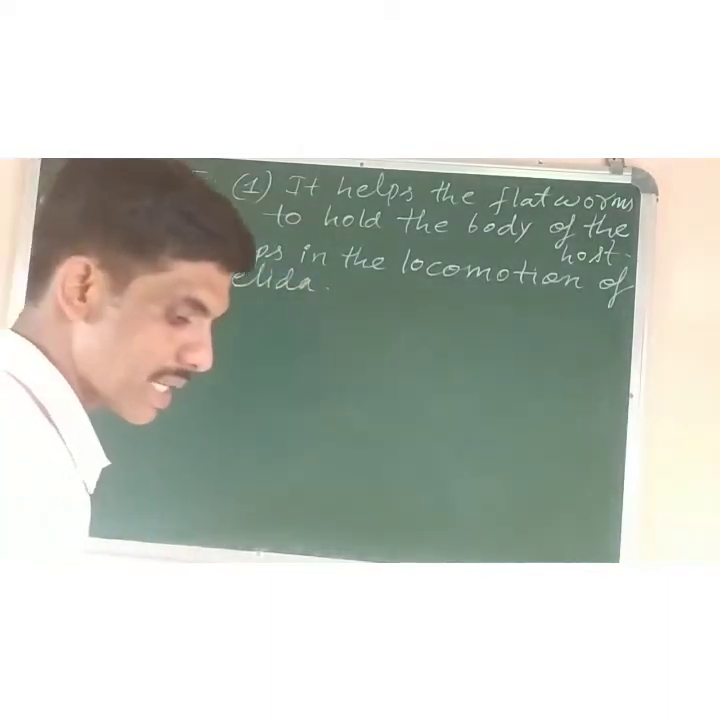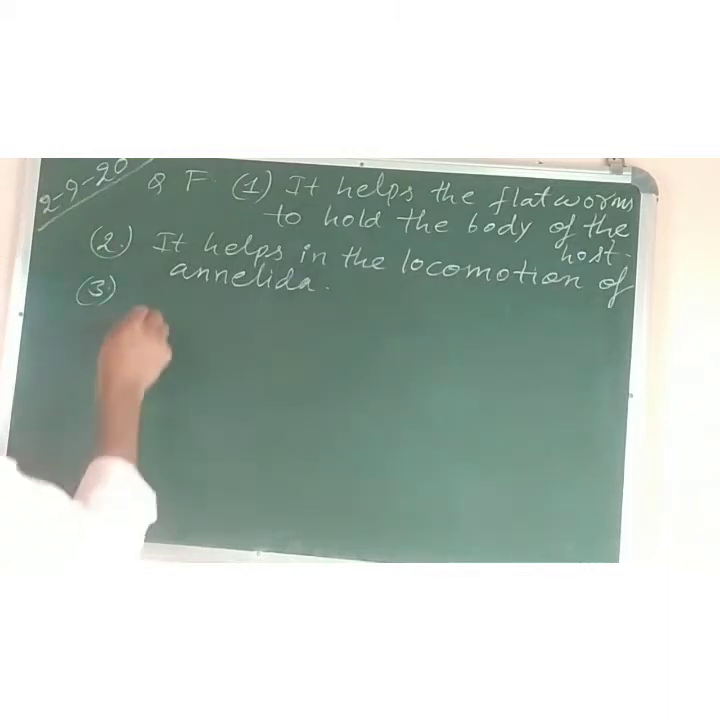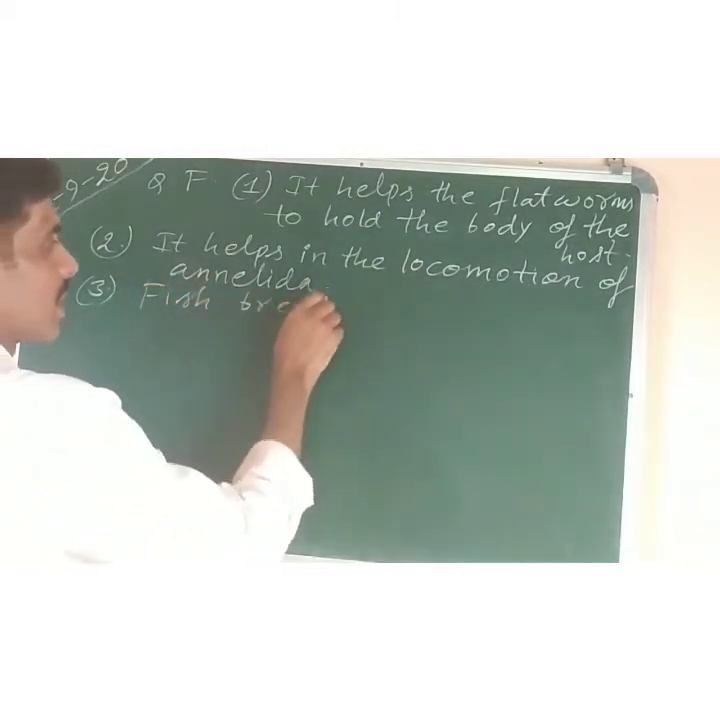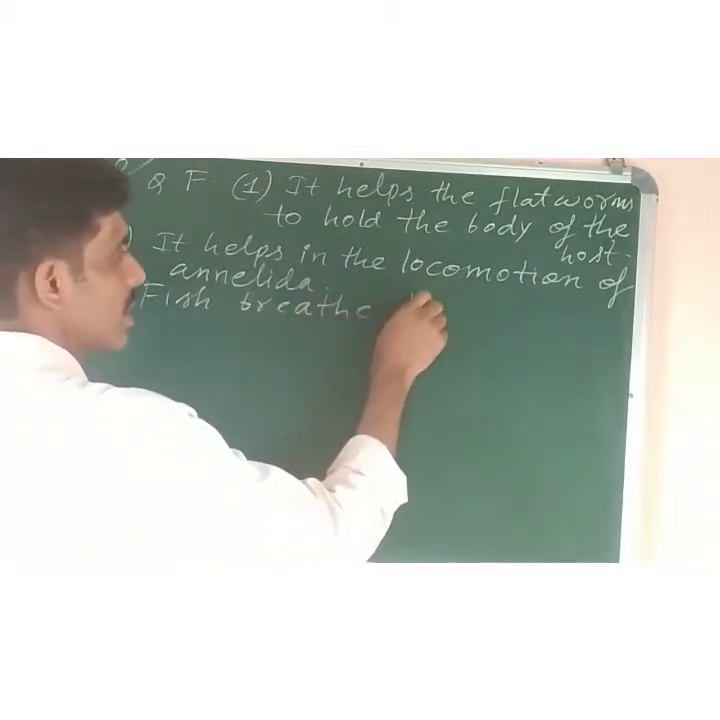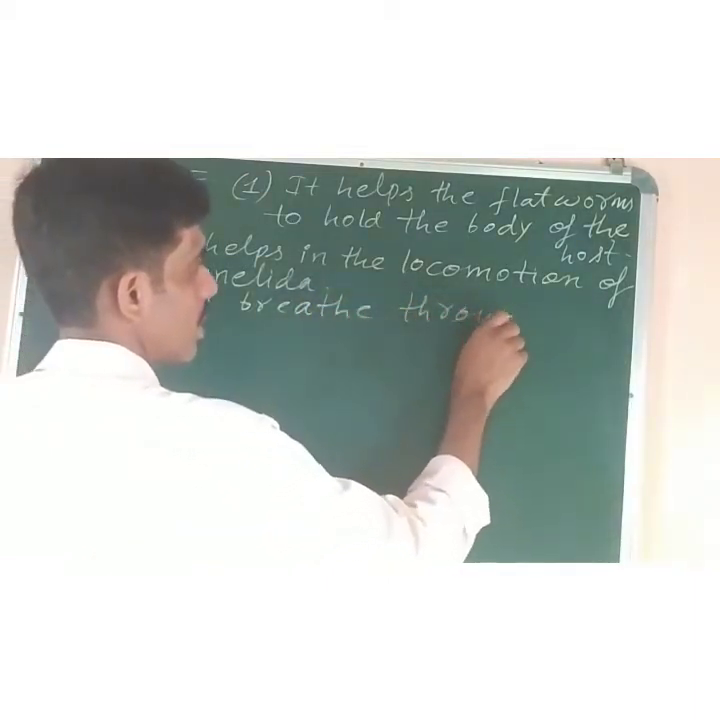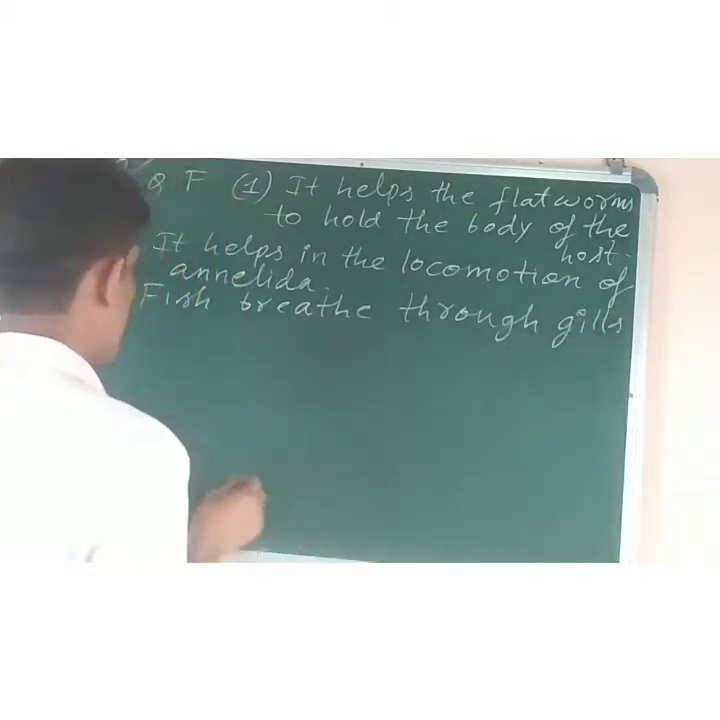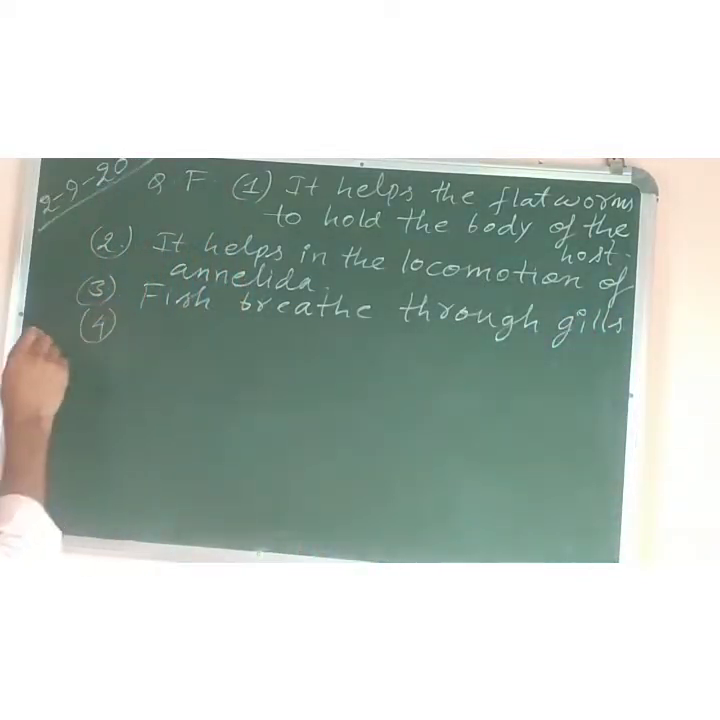And third one is gills. Fish breathe through gills. The function of gills is, it helps fish to breathe, or it is the breathing organ of fish.